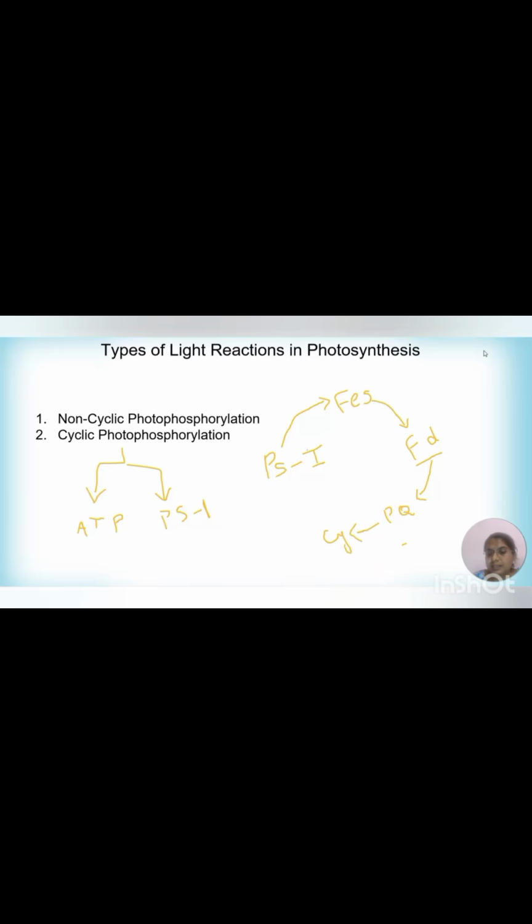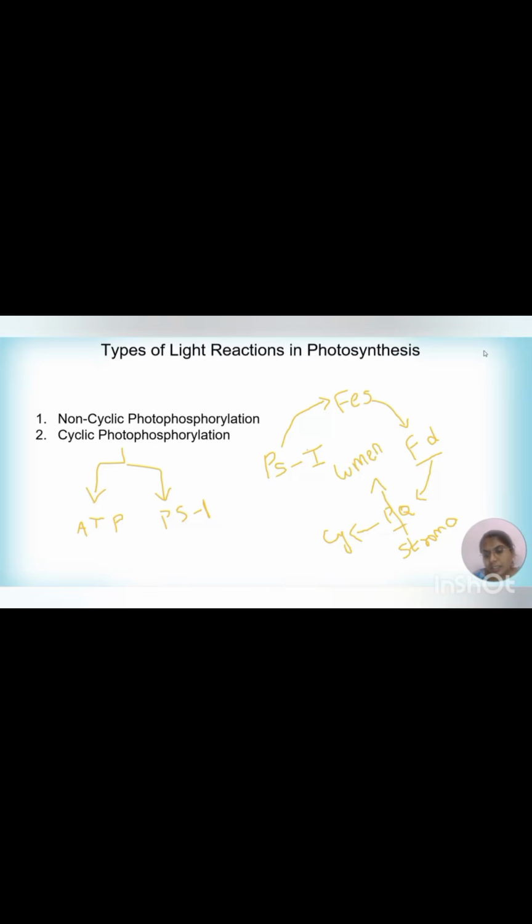On the other side, it takes protons from the stroma. The stroma is a part of the chloroplast. So here the stroma has protons. Plastoquinone acts as a proton pump, so it takes protons from the stroma and transfers the protons into the lumen.